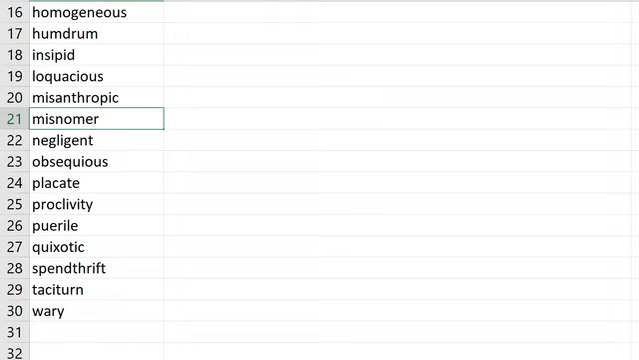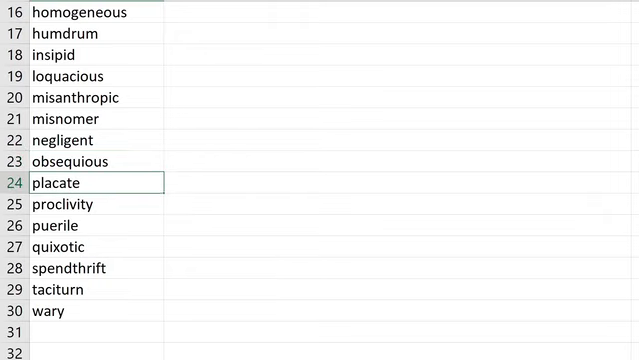Misnomer means a wrong name, something that gives the false impression. One example would be something like, I don't know, I can't even think of an example. Something that has the wrong name to it, kind of gives the false impression of it. Negligent means to ignore something or to not take proper care of it. Obsequious means to suck up to your boss or to suck up to someone in a position of authority, probably because you're trying to get some kind of benefit.